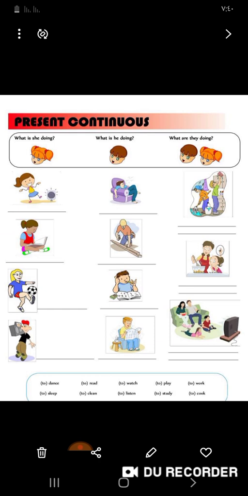And what is he doing? He is sleeping. And what are they doing? They are cleaning. Excellent. What is she doing? She is reading a book.